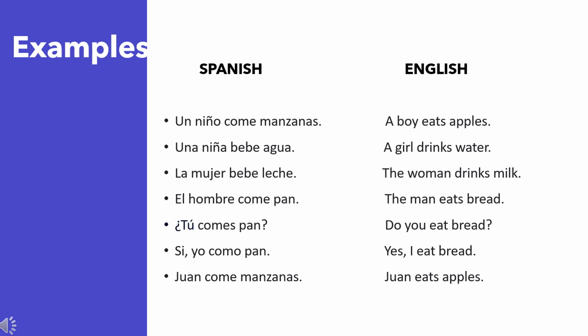Juan come manzanas, which means Juan eats apples. Juan come manzanas.